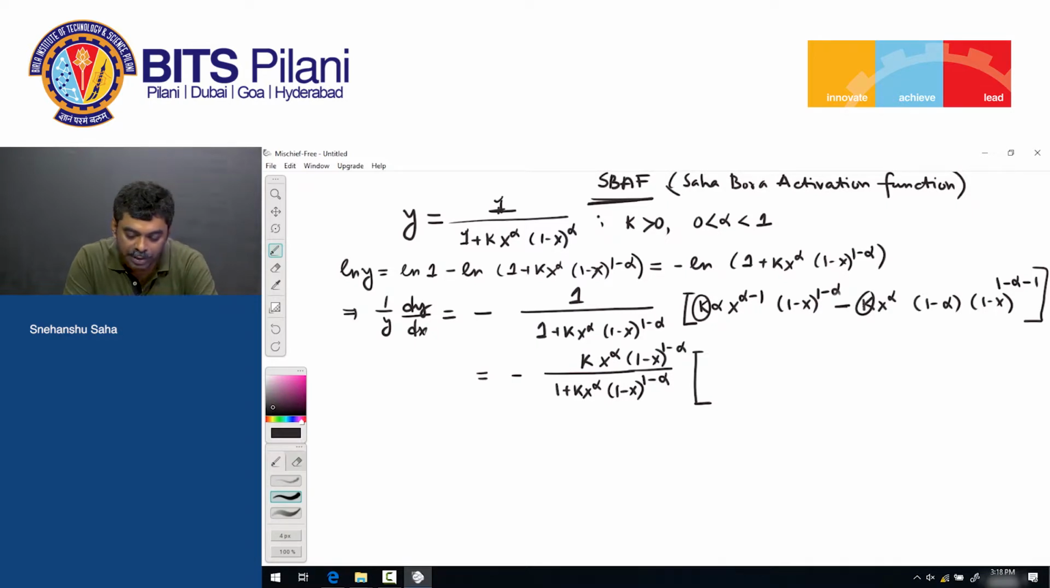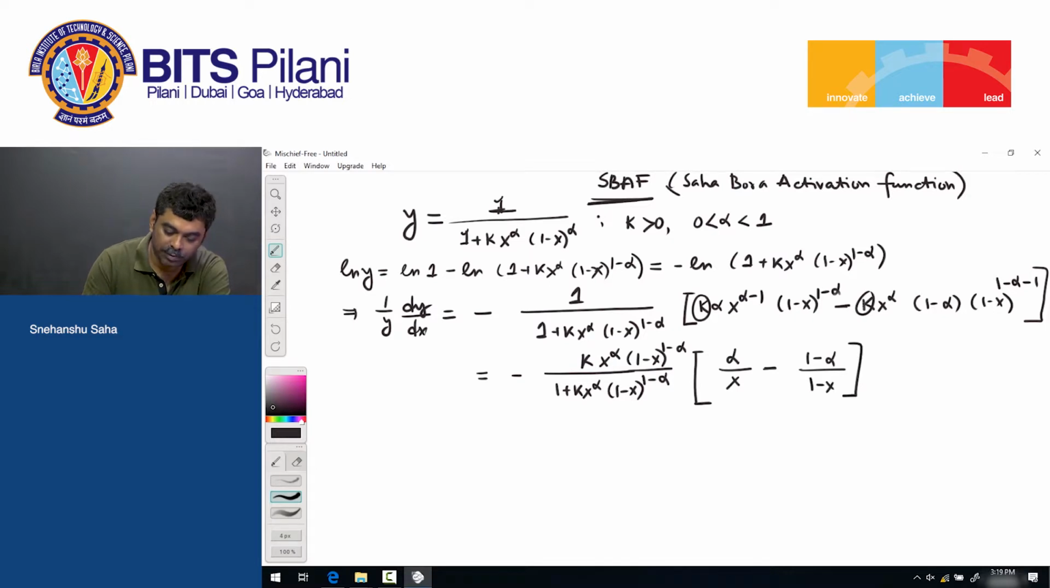Now if you pull out x to the power alpha from the second term, no problem. From the first term there is x to the power alpha minus 1, so if you pull it out, you'll have alpha over x. And 1 minus x to the power 1 minus alpha, if you pull it out, it makes no difference to the first term. However, in the second term you'll have 1 minus alpha and 1 minus x. Okay, so far so good.